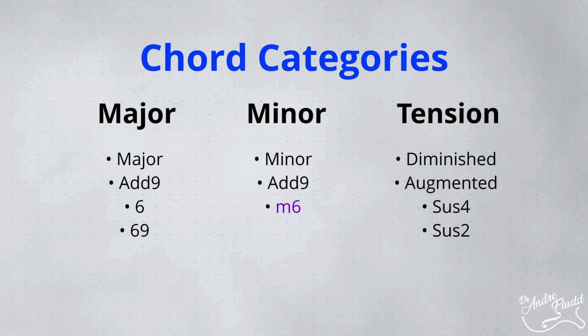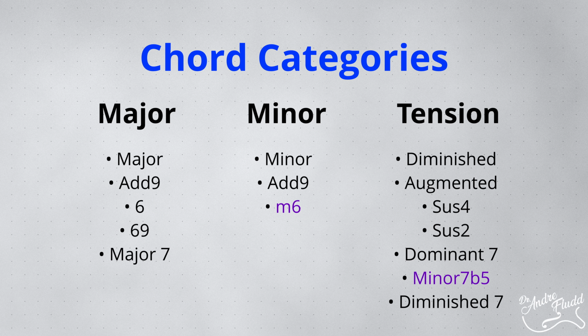If it's spelled as minor 6, it falls into the minor chord category. If it's spelled as a minor 7 flat 5, then it fits into the tension category. Again, our 3 categories are still right 98 or 99% of the time. This is just one of those rare exceptions.